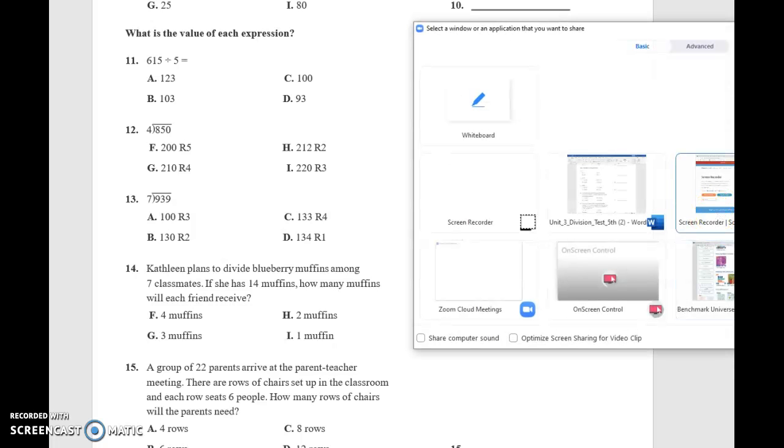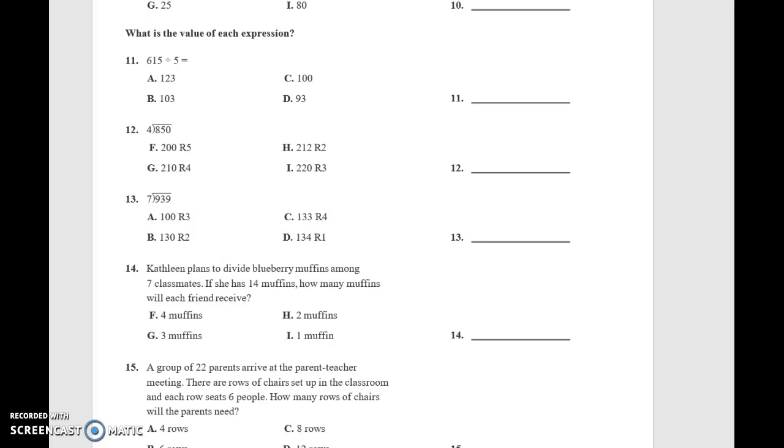Okay, guys, so we are going to go over number 12. Let me grab my tool. Okay. So number 12, I'm dividing 850 divided by 4. So let me draw it over here.